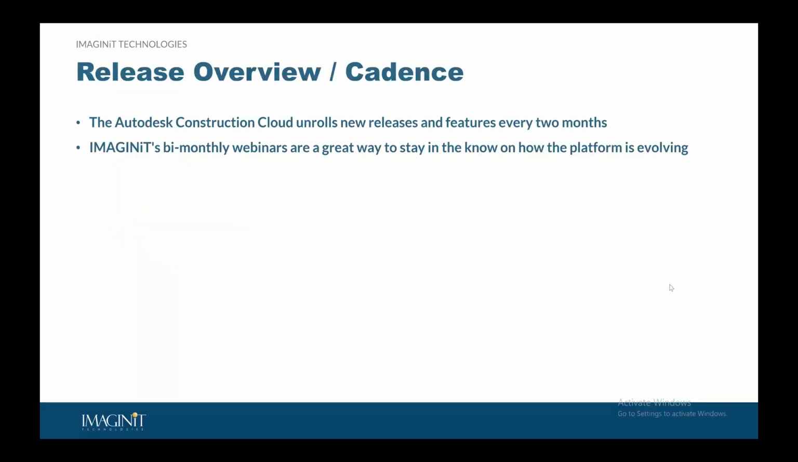Just a reminder of what the release cadence is from Autodesk. Autodesk Construction Cloud has new releases that come out every other month. They just came out in November. The next releases will be in January, March. You guys get the idea.